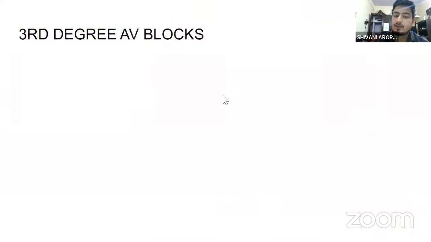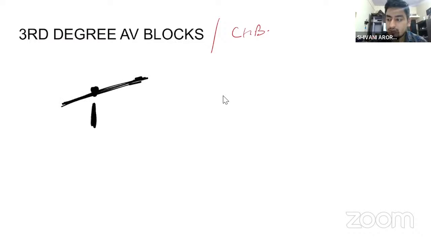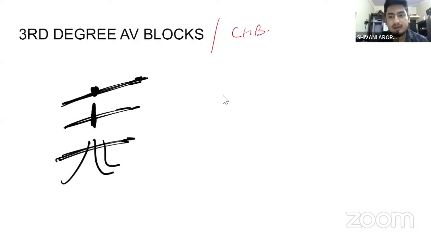Then again we have third degree AV block. This is also known as complete heart block. So basically in complete heart block, we have complete shutdown of connection between the atria and the ventricles. Clear? This can be at any level: at the level of the AV node, or at the level of the bundle of His, or at the level of the bundle branch. But there is complete shutdown.